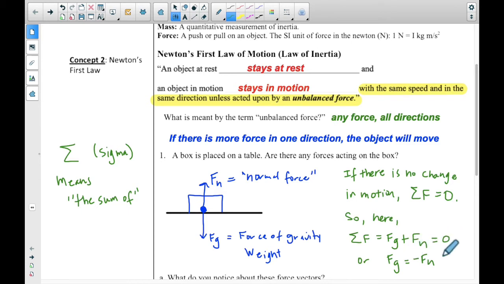Or if we wanted to move that one to the other side, we could subtract it over, and we would get the force of gravity is equal to the opposite of the normal force. And that makes sense because gravity is typically negative 10 meters per second squared, so that means the normal force must also be 10 meters per second squared. But this will be positive, this will be negative.